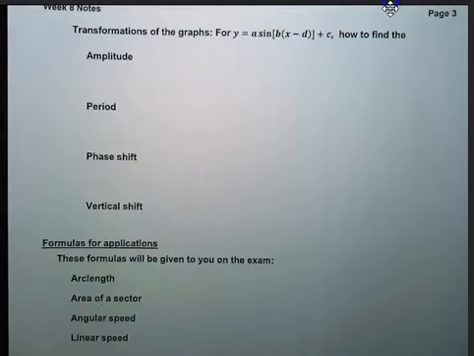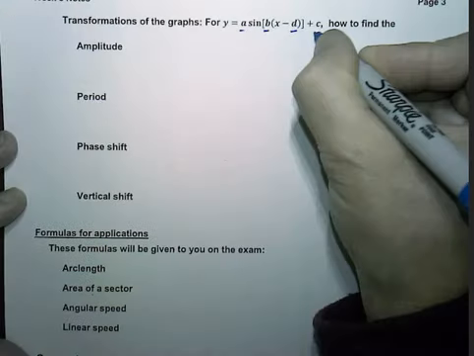When we're talking about transformations of the graphs, we're looking at the A, the B, the D, and the C. Those all are going to tell us different things. If you're going to look at something like a phase shift, the B has to be factored out. So we have to have B and then parentheses around the x minus D part.